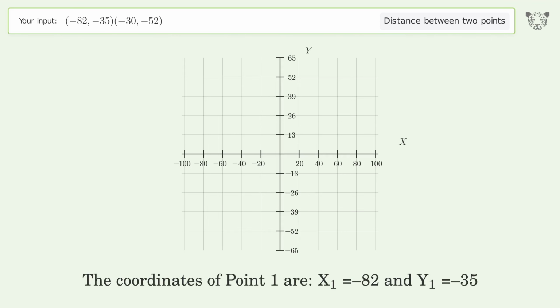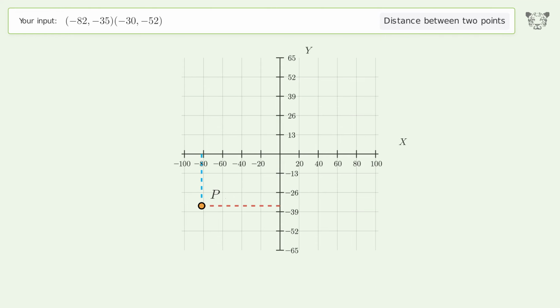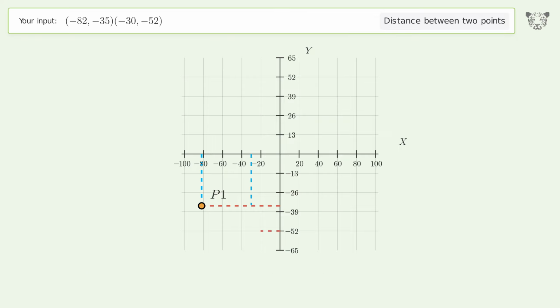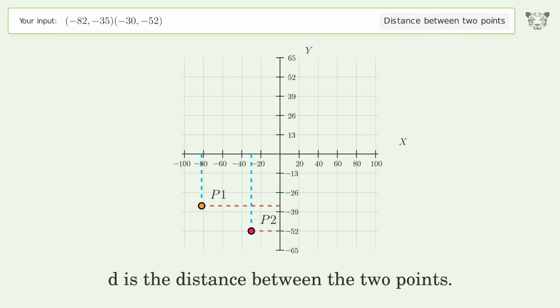The coordinates of point 1 are x1 equals -82 and y1 equals -35. The coordinates of point 2 are x2 equals -30 and y2 equals -52. D is the distance between the 2 points.